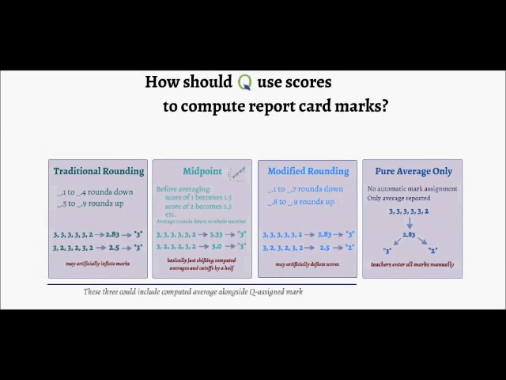I would appreciate any input you have regarding your choice of method for having Q compute marks. I also welcome any questions you might have.